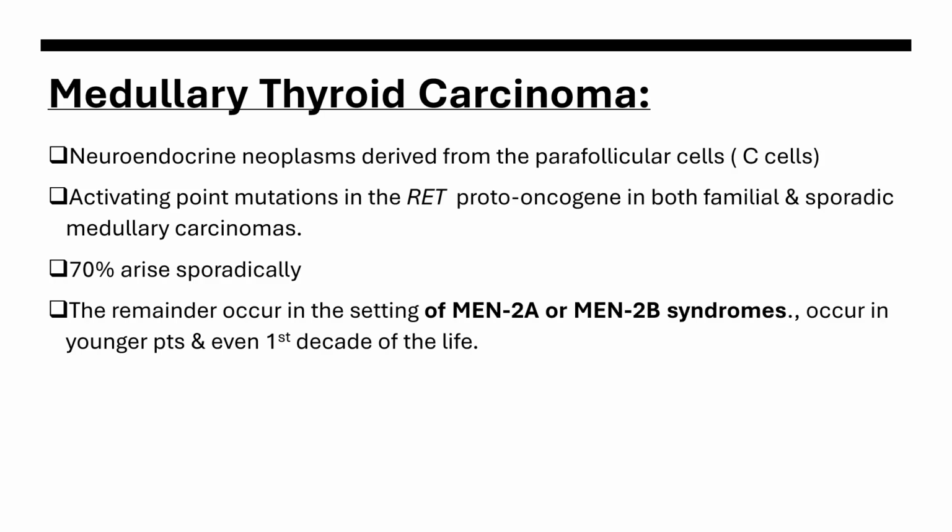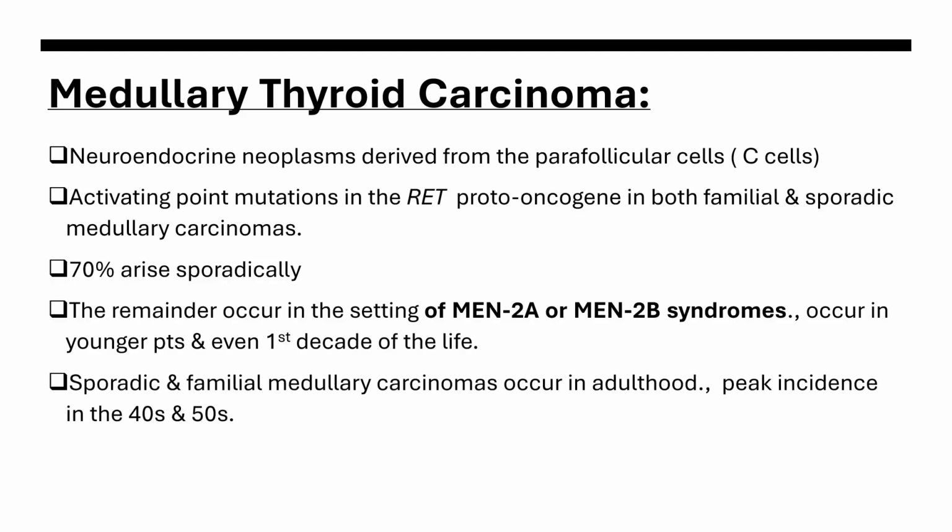Seventy percent of this medullary thyroid carcinoma occurs sporadically, and the rest is associated with MEN2A or MEN2B syndromes. Those associated with MEN2A or MEN2B syndromes occur in younger patients, even in the first decade of life, and sporadic or familial both occur in adulthood. The peak incidence is in the 40s and 50s. Though 30% of medullary thyroid carcinoma is associated with MEN2A or MEN2B syndromes, the sporadic or familial variants most commonly appear in adulthood.